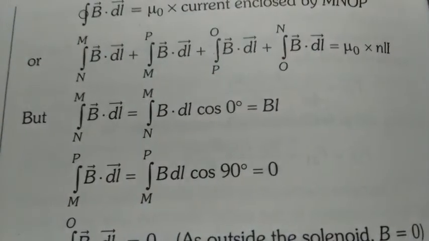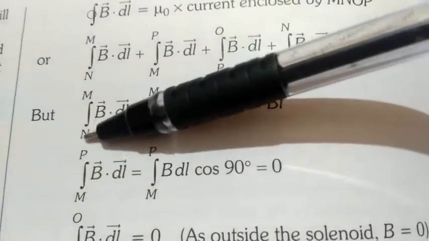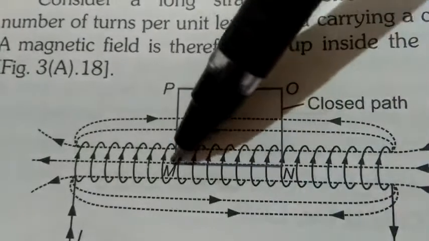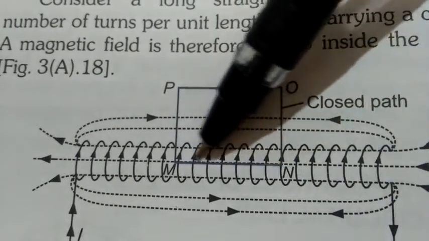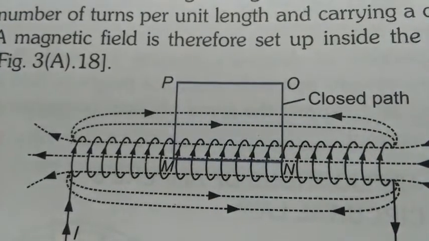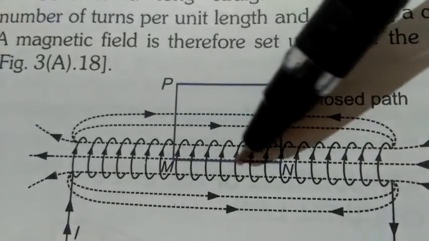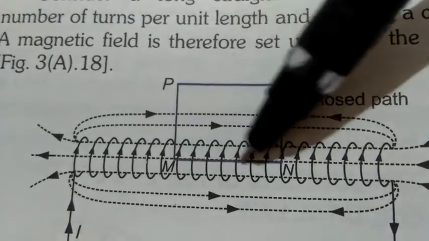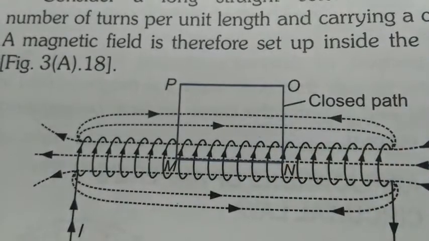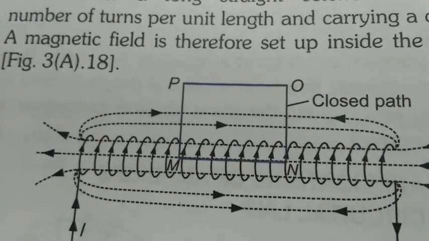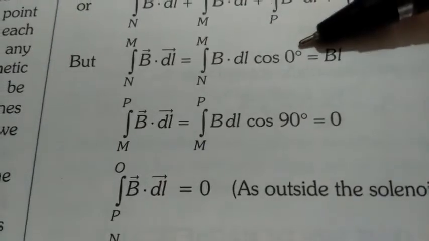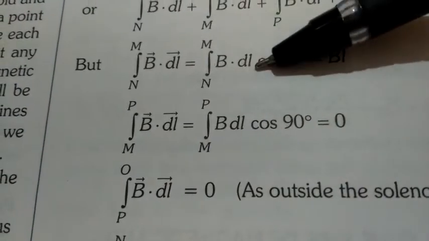Okay, now what happened? When we are talking about NM, this line is NM and this is the direction of the field also. So the angle between this part NM, that means this conductor NM, and the magnetic field is 0 degree because they are parallel to each other. So when we put theta equals 0, because cos 0 is 1, we get simply B·dl.